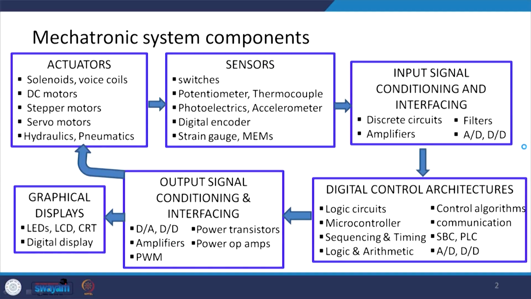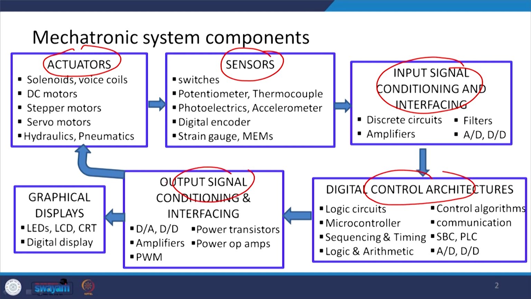Here are the essential components of a mechatronic system, as I have been discussing with you: actuators, sensors, sensor signal conditioning, then the digital control architecture and the output signal conditioning. And here are the graphical displays. I am going to talk about this today in this lecture. Here it could be LEDs, LCDs, CRTs or any other type of display devices.